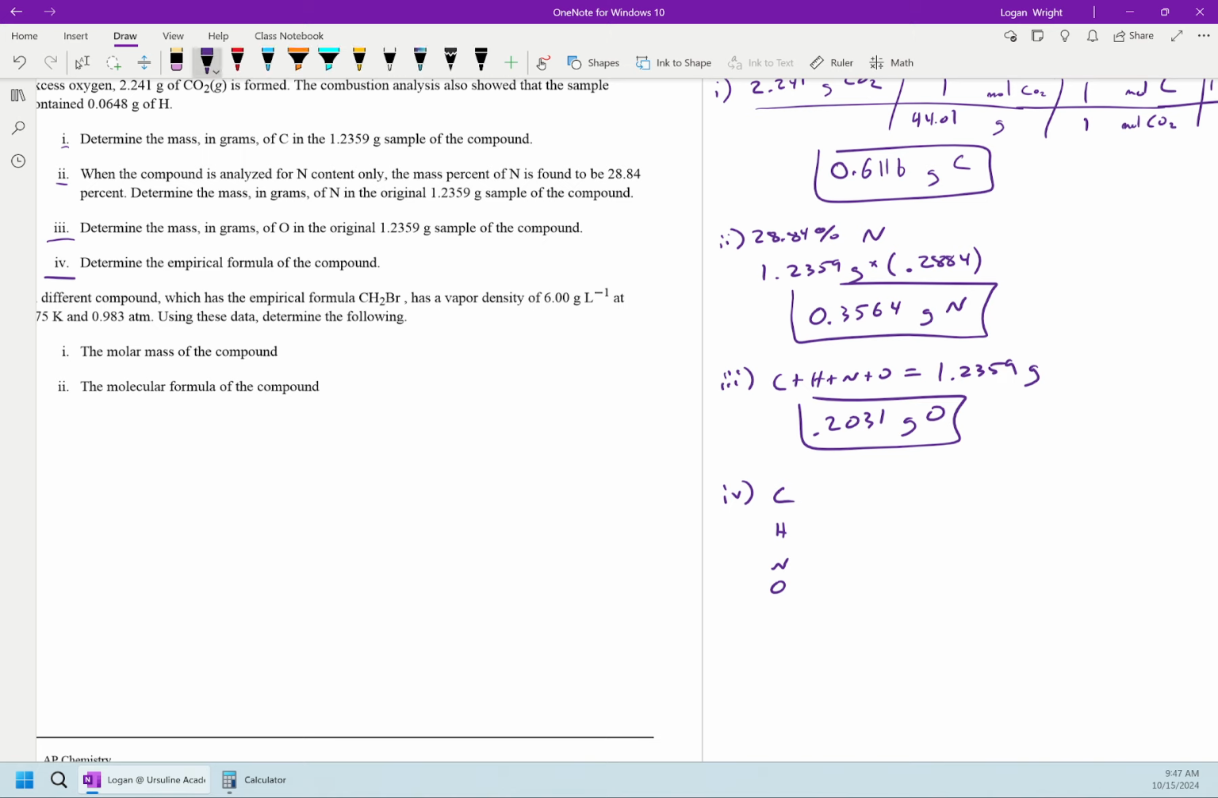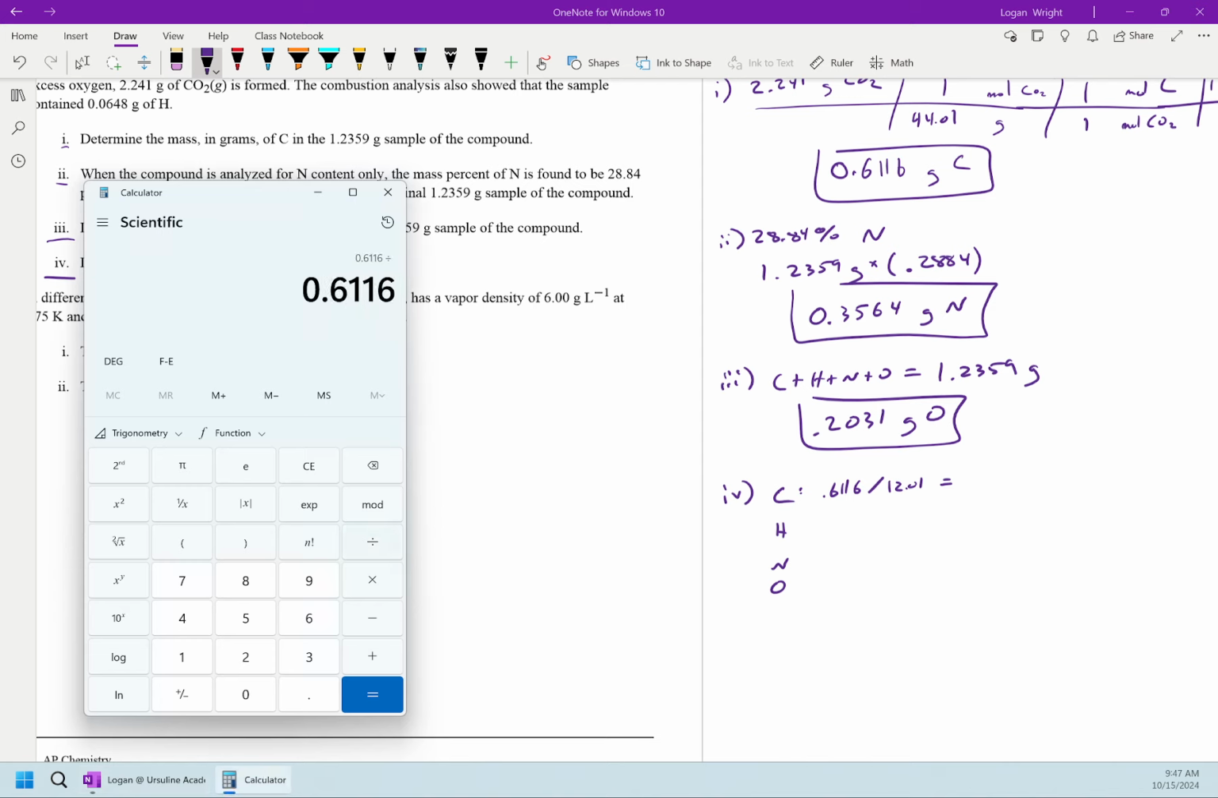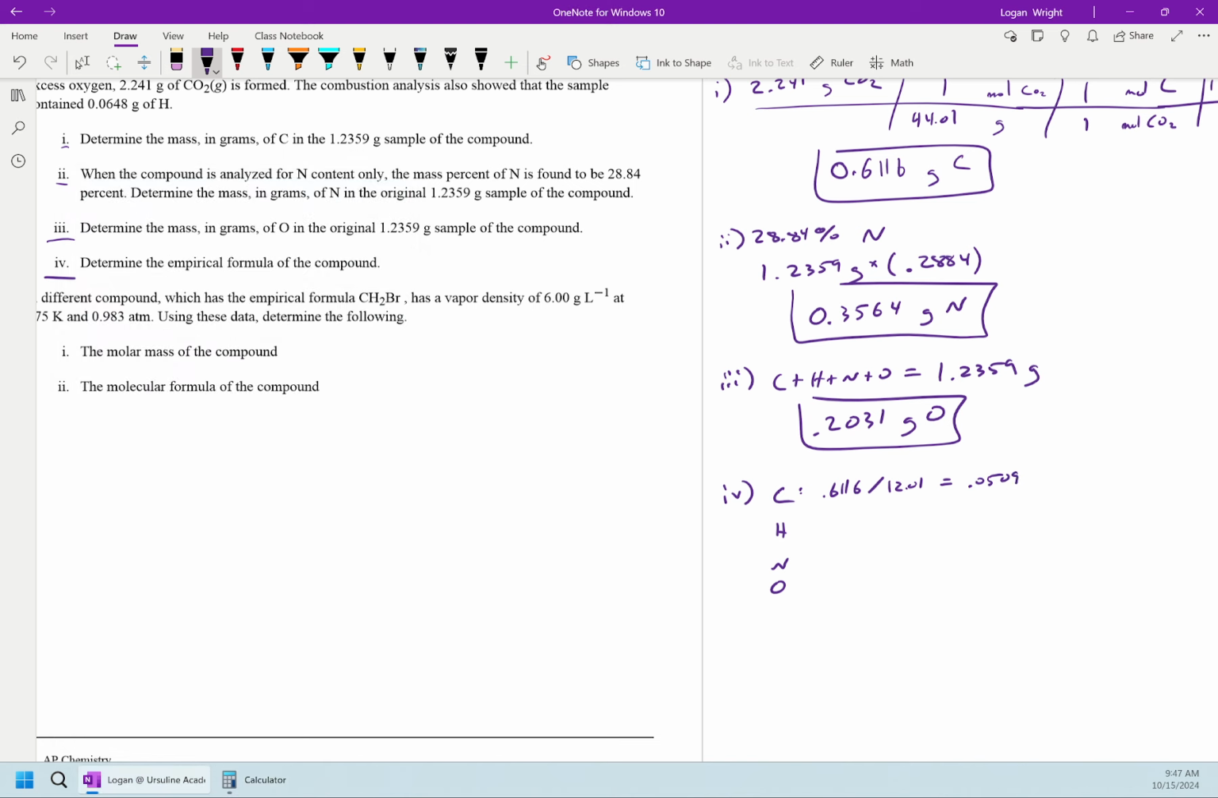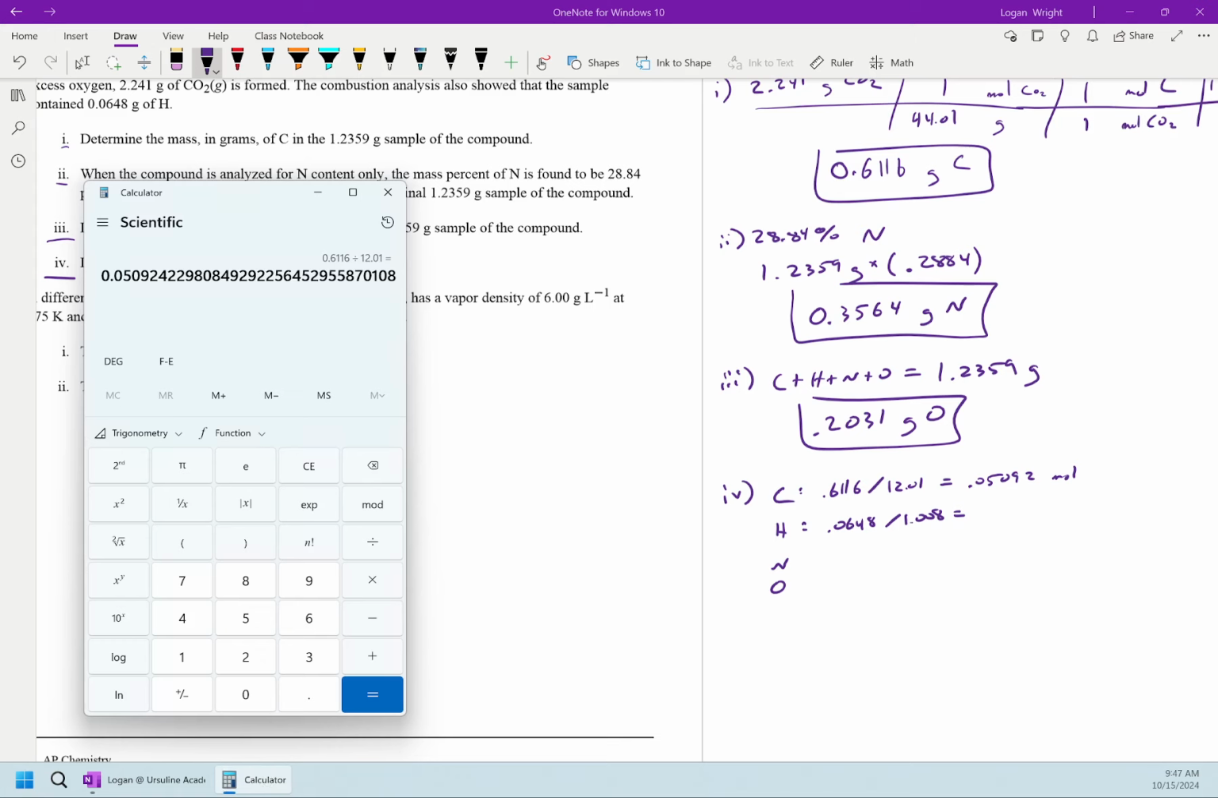So my carbon was 0.6116 divided by the molar mass to get me moles. 0.6116 divided by 12.01, and let's say 0.05092 moles. Hydrogen, I have 0.0648 divided by molar mass of hydrogen. 0.0648 divided by 1.008 gives me 0.06429 moles.